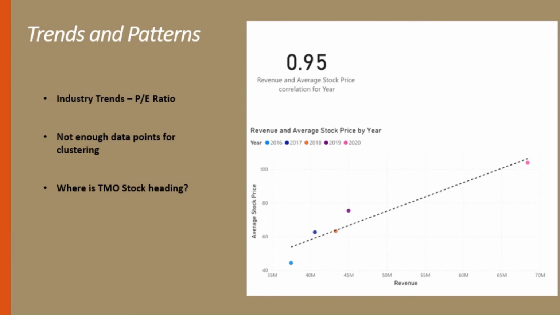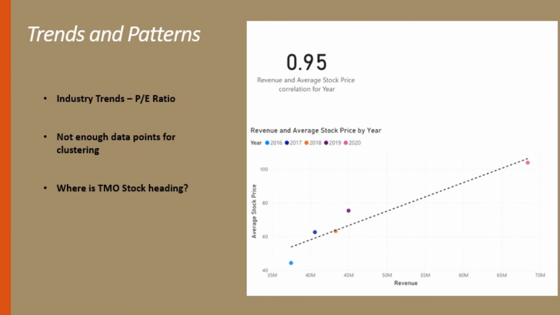This slide here goes over trends and patterns. So this visual here shows there is a correlation between revenue and the average stock price, which we already determined. This is looking at correlation year over year, not quarter over quarter. We know that T-Mobile also has a strong price per earnings ratio. It's actually the strongest in the industry. So that indicates that there's a higher earnings multiple.